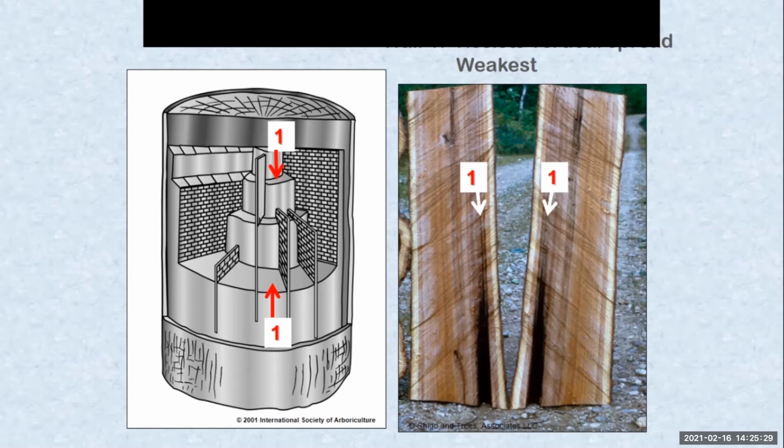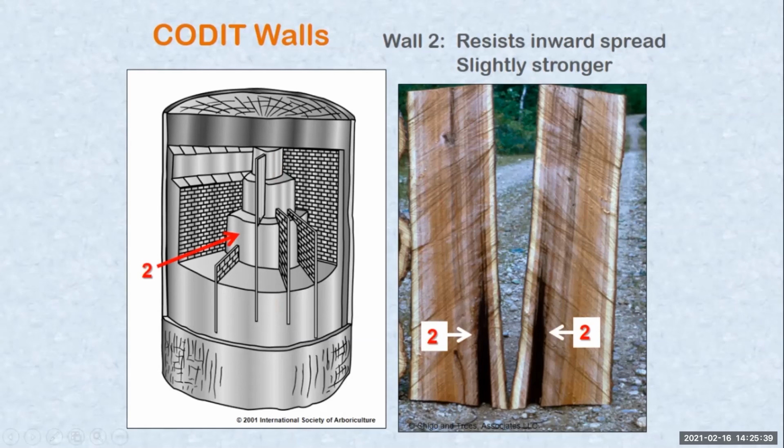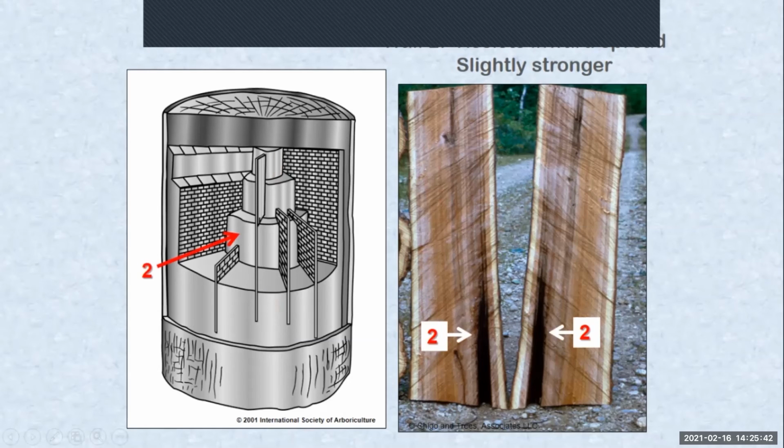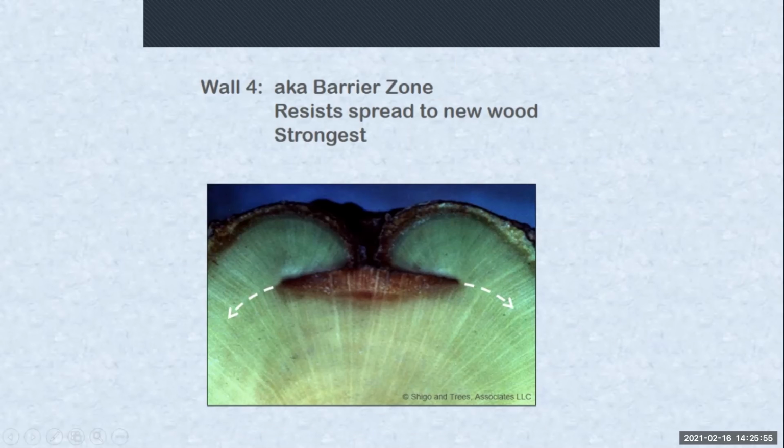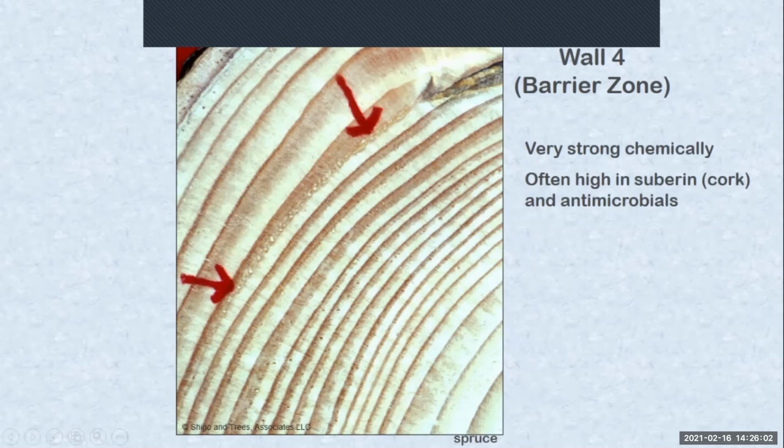So you have 4 walls with the CODIT model. Wall 1 is your upper and lower walls, and this tends to be kind of the weaker walls. Wall 2 would be the walls that prevent movement of the decay to the interior part of the tree. Wall 3 prevents the movement of the decay around the tree. And then your wall 4, which is known as a barrier zone, resists the spread into the new wood that's produced later. And it's a very chemically strong barrier.